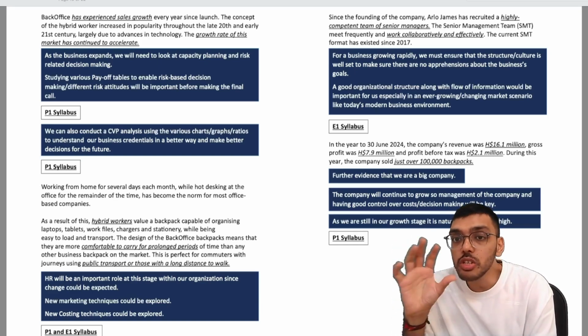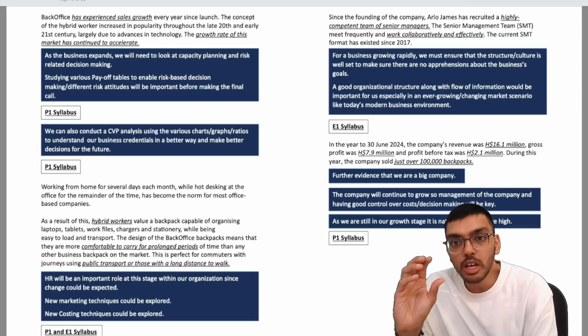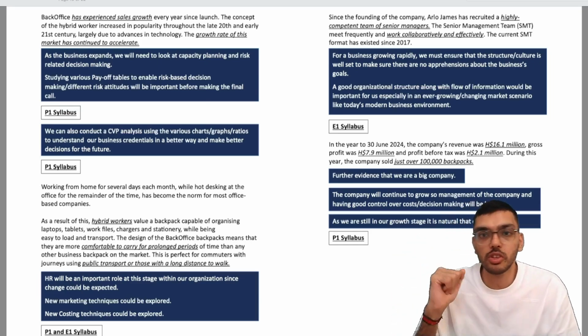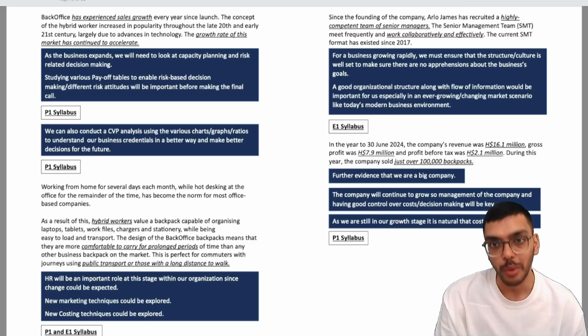So organizational structure, that I've already spoken of from your E1 syllabus, will be of consideration. Different organizational structures is what you must have an idea of, which is there in E1.